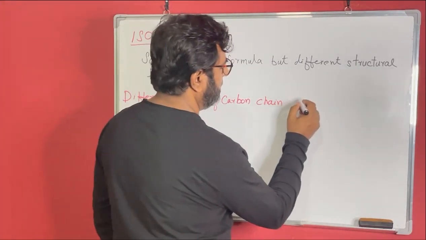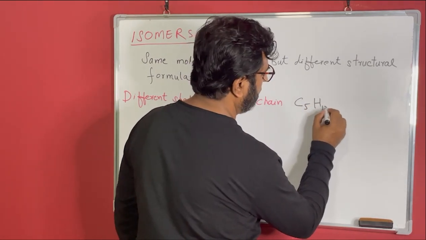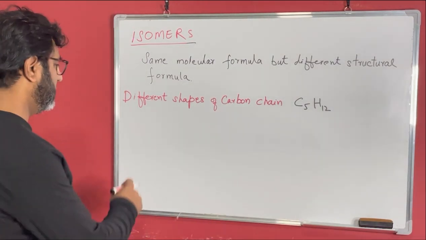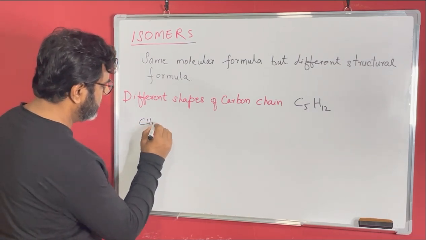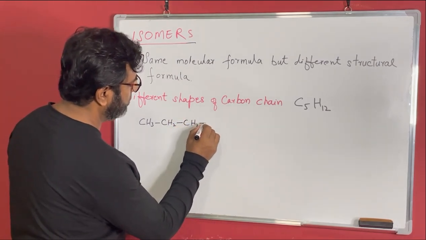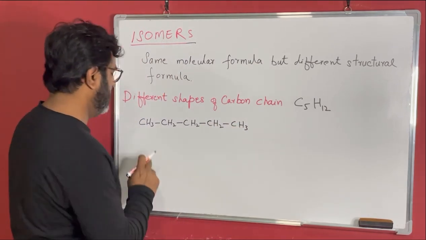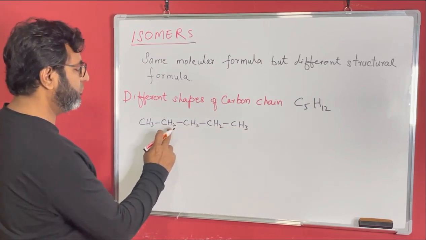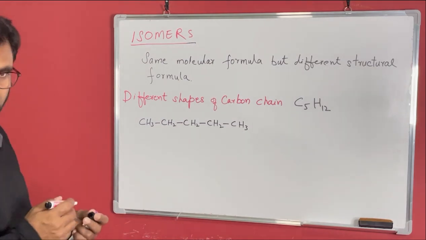Let's take C5H12. So there are 5 carbons and 12 hydrogens. Let's see. The first one would be CH3, CH2, CH2, CH2, CH3. So 1, 2, 3, 4, 5 carbons, 3 to 5, 5, 4, 9 and 3, 12 hydrogens. So this is a straight chain.